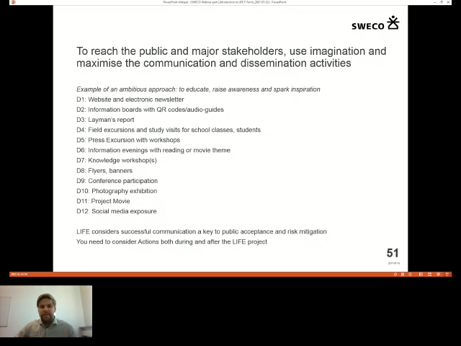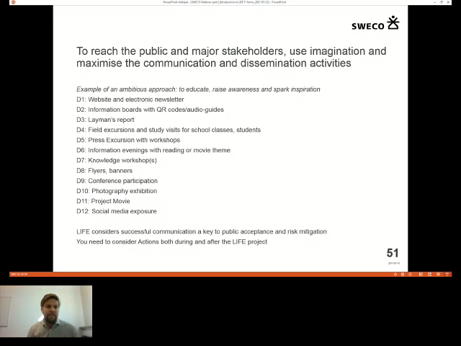So use your imagination as much as possible and maximize not the number, but the quality of the communication and dissemination activities, because here is something where you can win lots of points if you have a credible strategy for communicating the project towards the public, citizens, and the local NGOs.